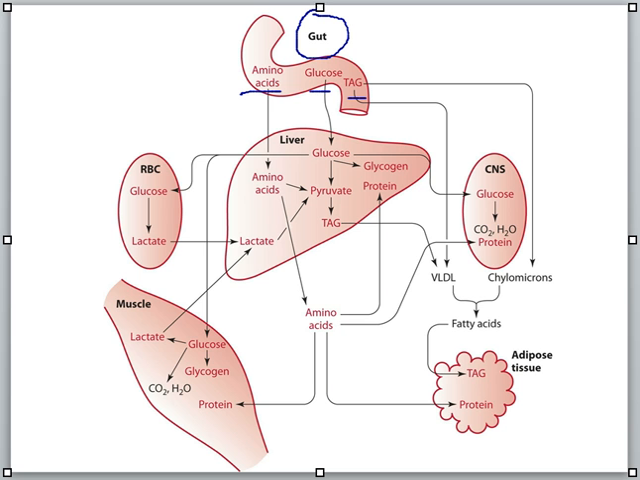So starting with amino acids from the breakdown of protein, those primarily go into the liver initially, with the exception of branched chain amino acids, which can bypass the liver and go directly to the muscle or the adipose tissue, which is why sometimes branched chain amino acids are used in particular situations. For example, if there's liver dysfunction, or if we're trying to get amino acids rapidly into muscle tissue, and that sort of thing, because they have a different metabolic pathway.